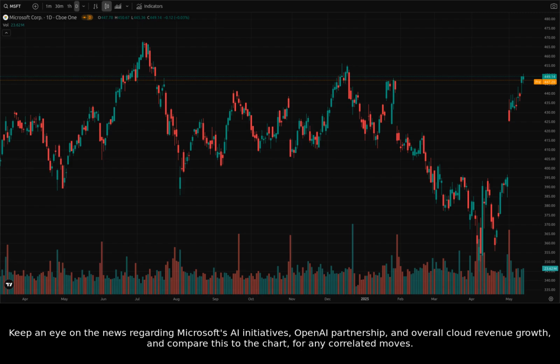Keep an eye on the news regarding Microsoft's AI initiatives, OpenAI partnership, and overall cloud revenue growth, and compare this to the chart for any correlated moves.